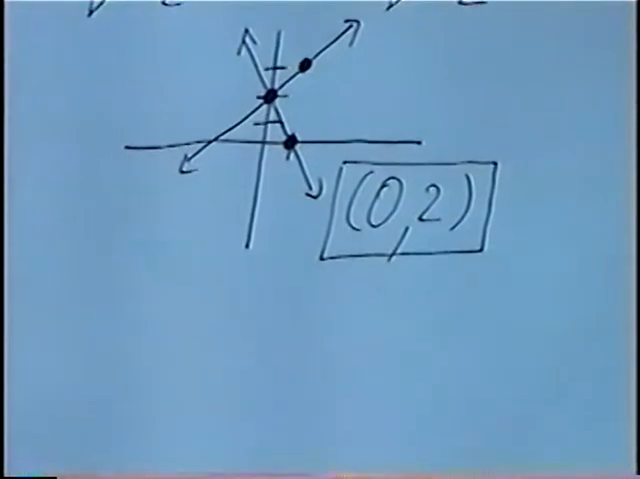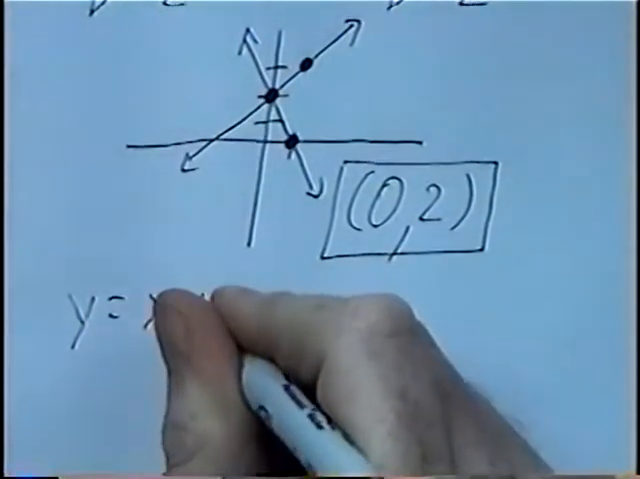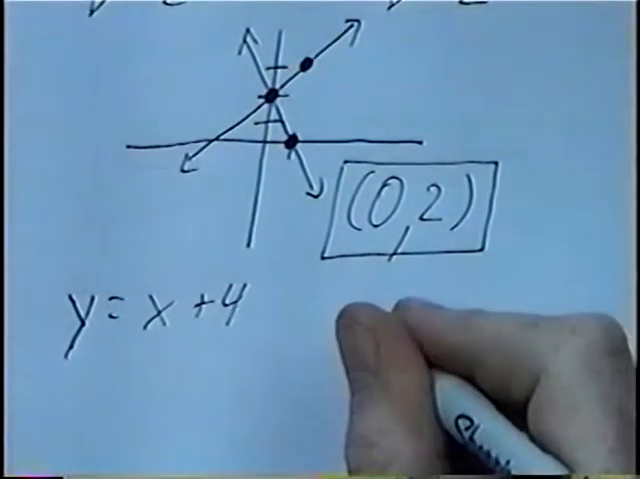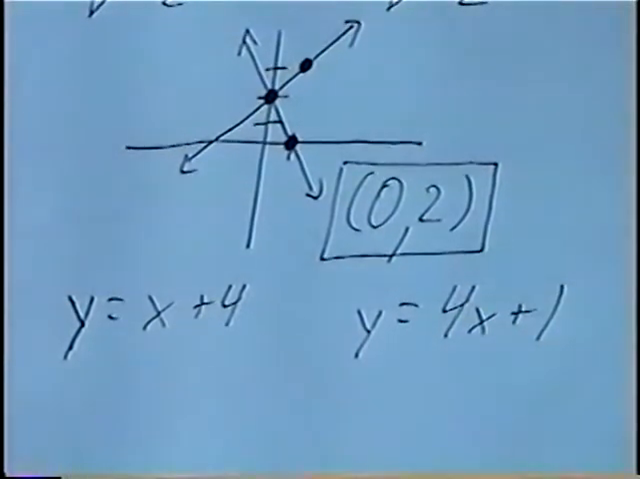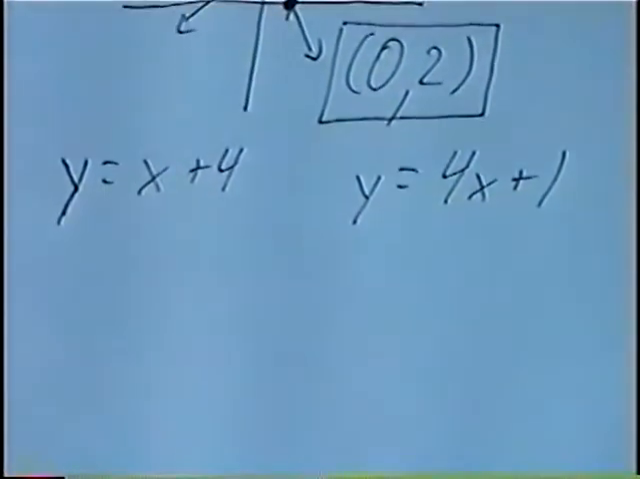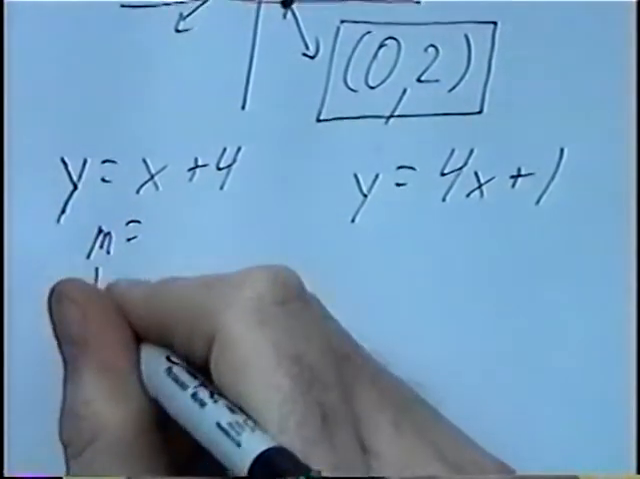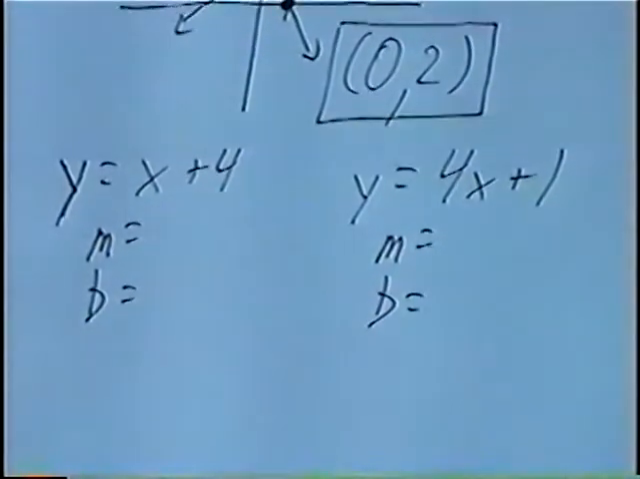Second question and last question for the section. y equals x plus 4. And the second equation, y equals 4x plus 1. Again, each of these are in mx plus b form, or slope-intercept form, so we can find m equals and b equals for each equation.